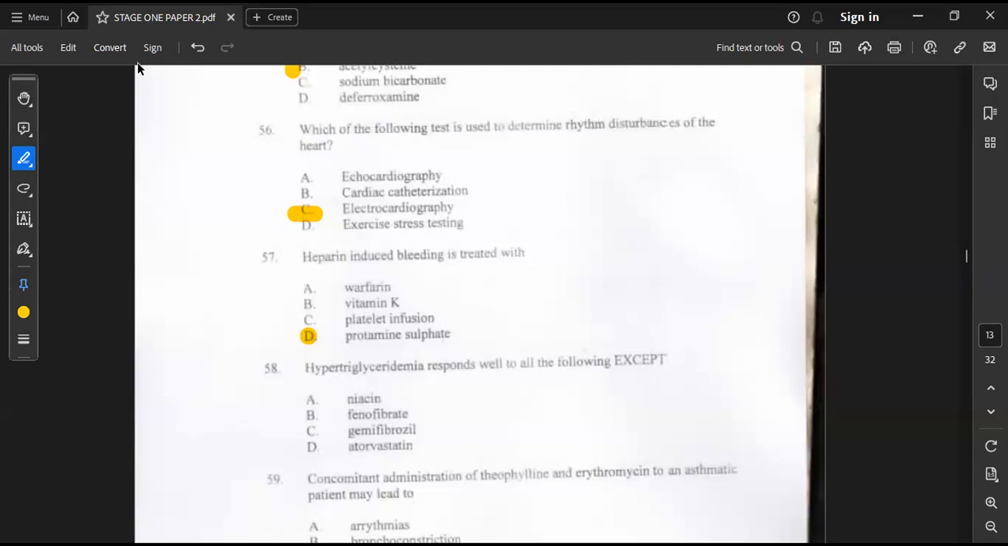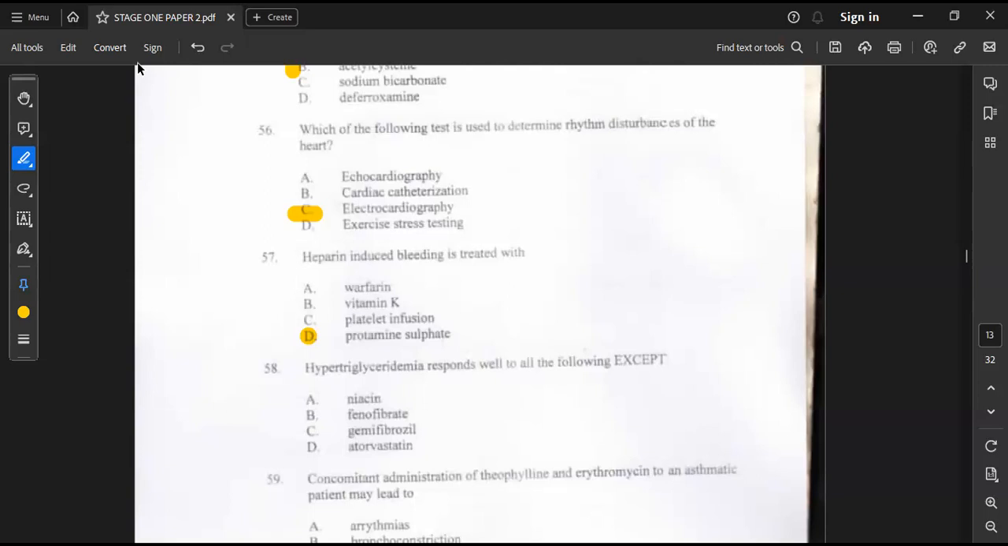So the extrinsic pathway is the shortest because we just have factor seven. After factor seven, when we go to factor 10, that is the common pathway. So extrinsic, we just have factor seven, and factor three, because tissue factor is, I think, also called factor three, if I'm not wrong. Yeah, you're right, it's factor three.